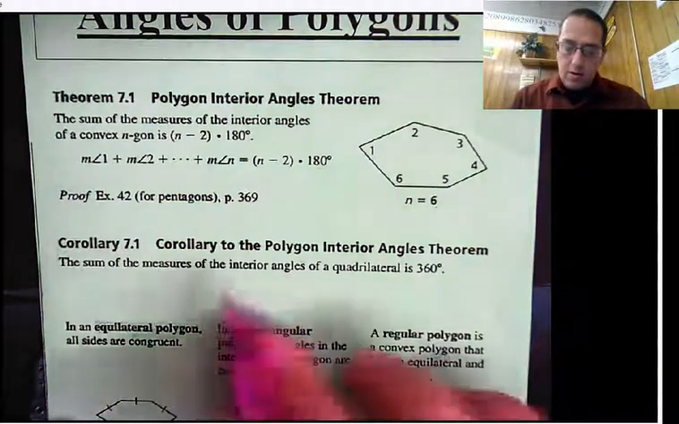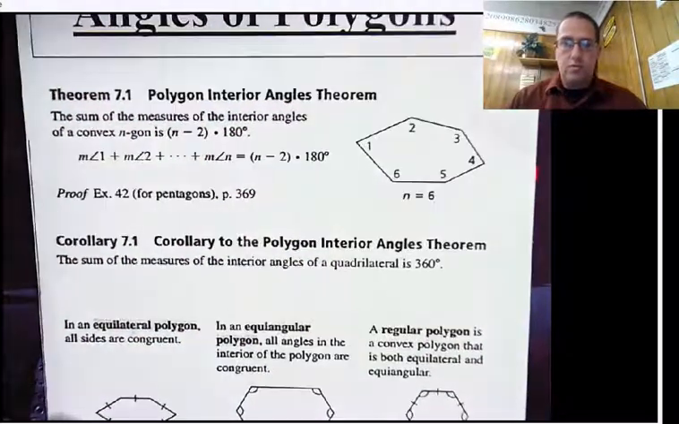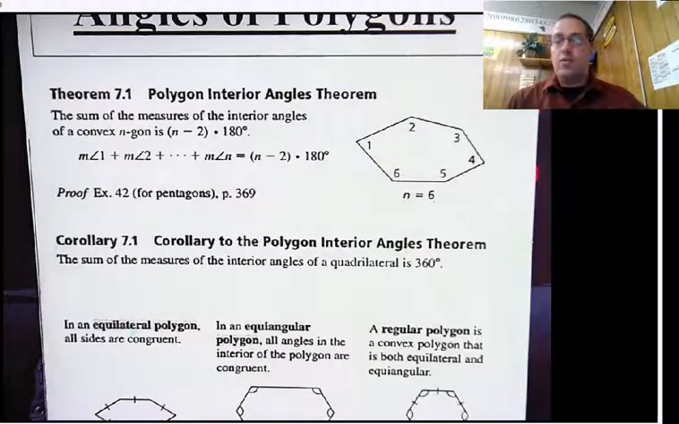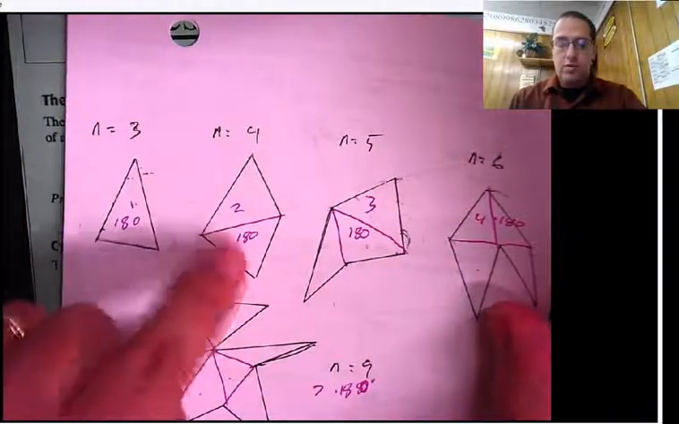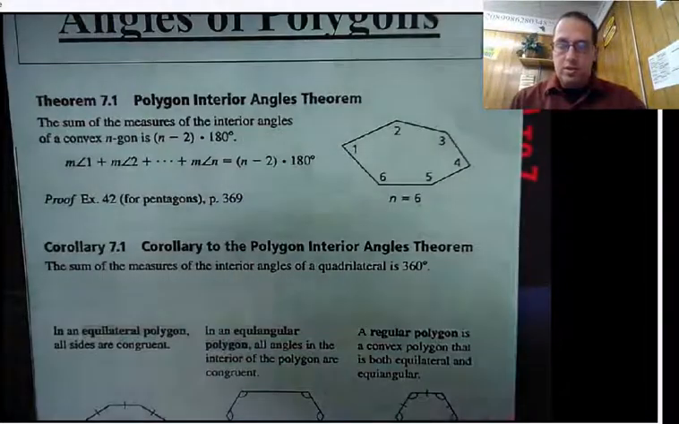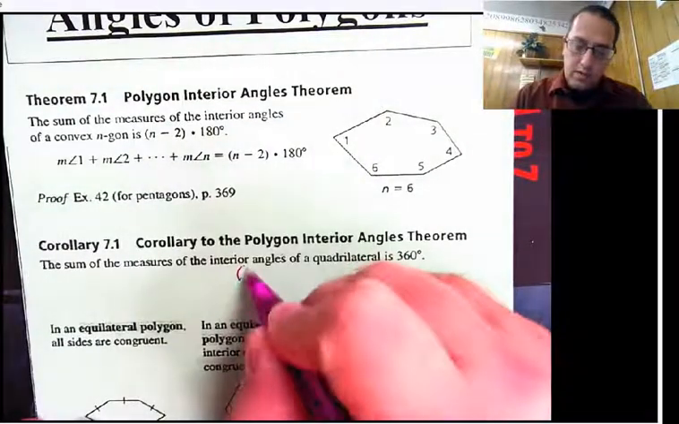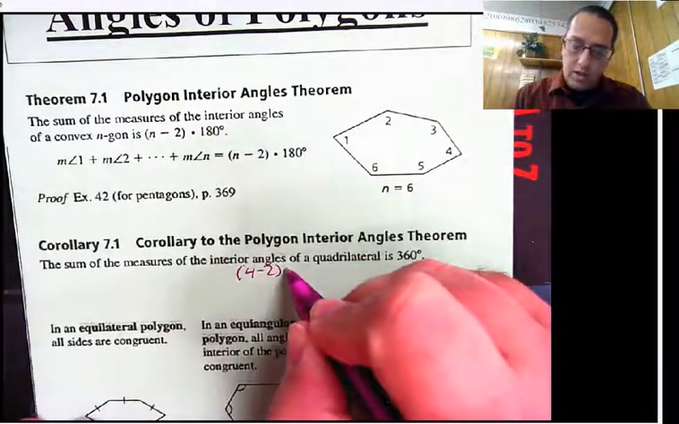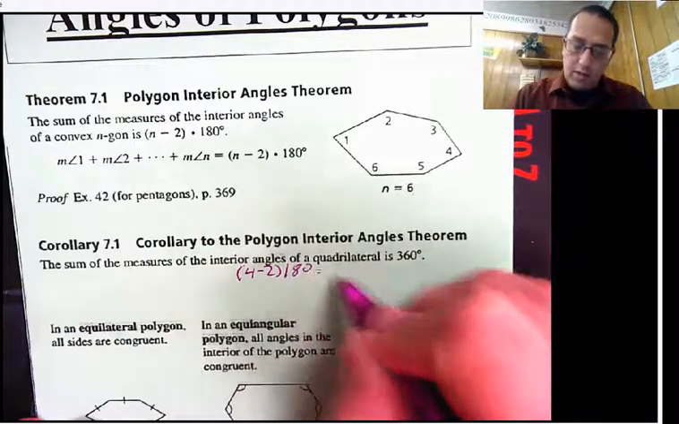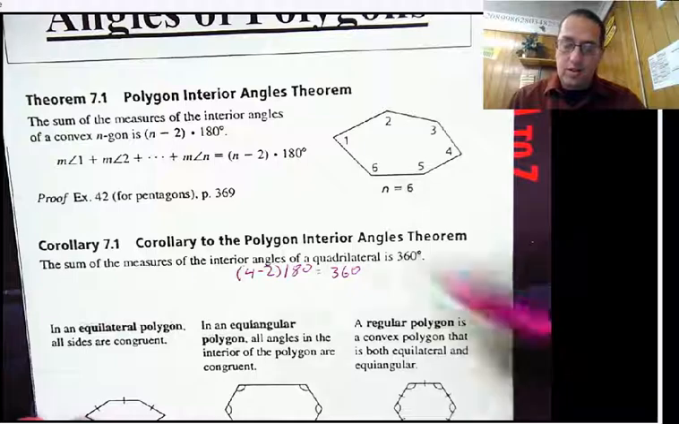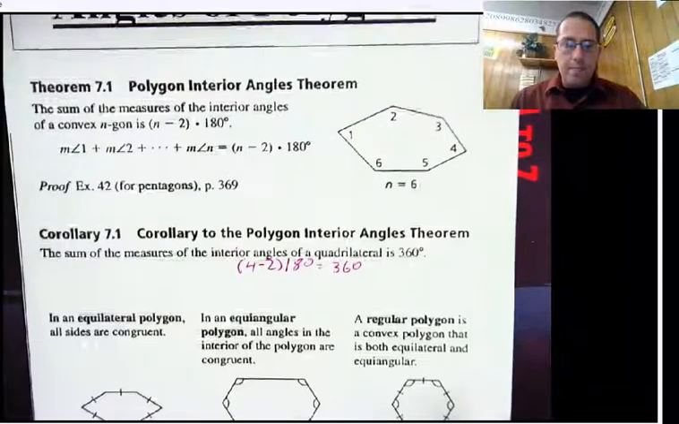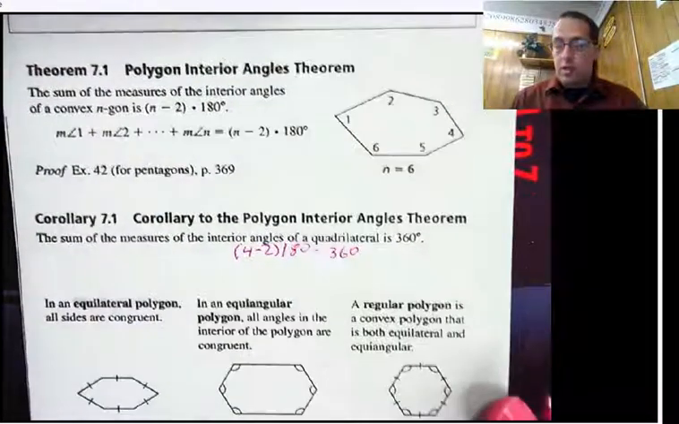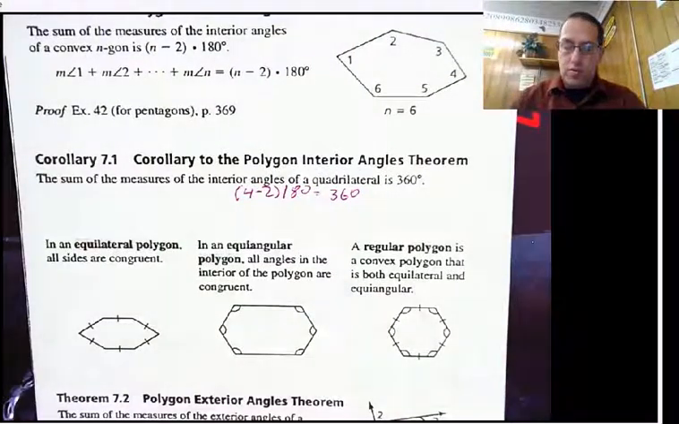Now, the corollary to the polygon interior angles theorem is that the sum of the measures of the interior angles of a quadrilateral is 360 degrees, right? Because that was 2 triangles, so 2 times 180 is 360. And we'll go ahead and write that down. Because what that is, that would be (4 minus 2) times 180, which equals 360 degrees. All they did is for a quadrilateral, plug in 4 for n. That's it. So that's really pretty easy, and it is useful in certain circumstances to know how many degrees this whole thing adds up to.